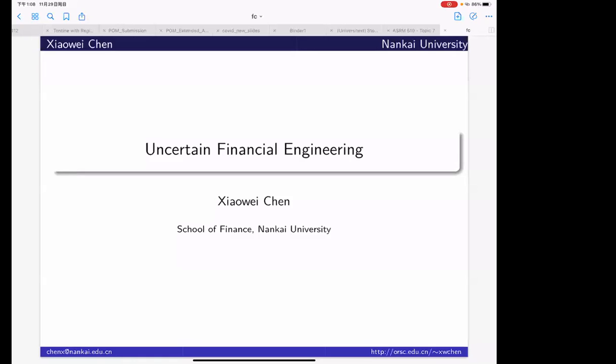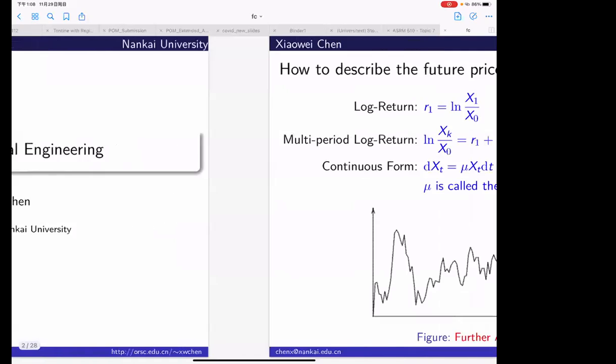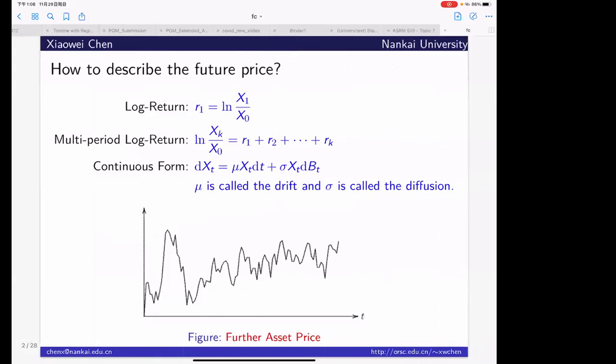Today my topic is uncertain financial engineering. I will give a brief overview of the development of uncertain financial engineering in this field. In this field, the first question is how do we describe the future price? You need to find a tool to describe the future price.